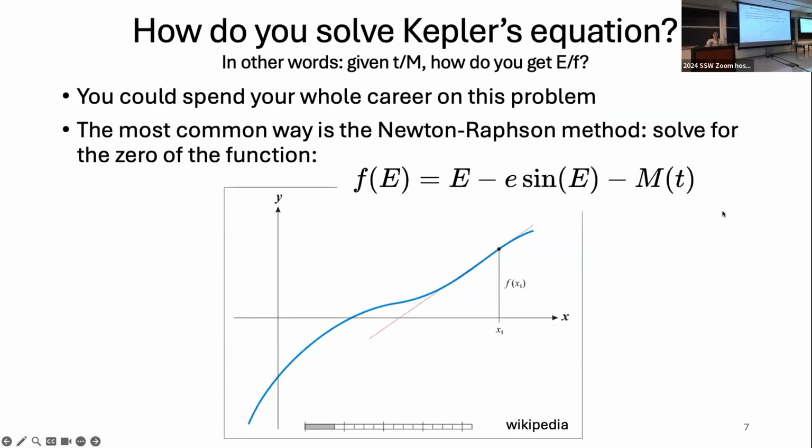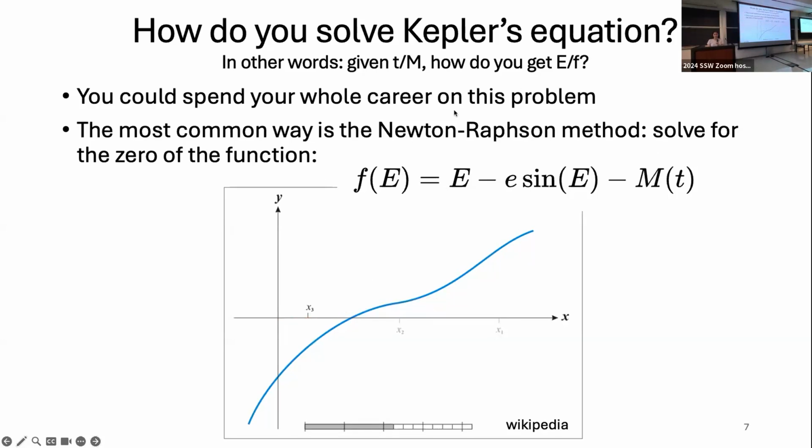So the next thing we have to worry about is how do you solve Kepler's equation? In other words, given some set of times at which I want predictions for what my planet's going to do, how do I get those other anomalies that describe its motion through the orbit? Again, you could spend your whole career on this problem, and many, many people have. But I'll just give you a sort of common way to do this, which is the Newton-Raphson method.